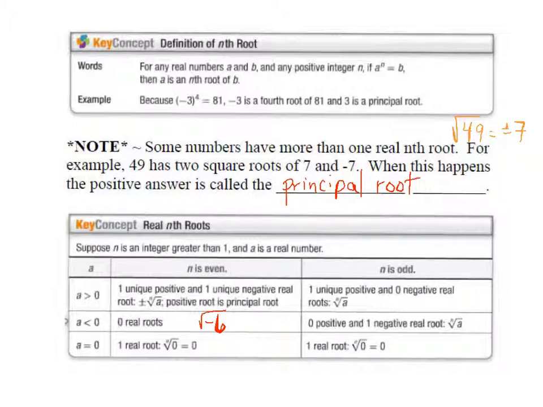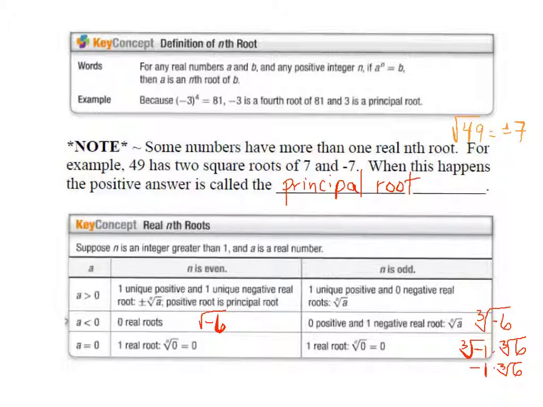Now, if n is odd, say it's the third root of negative 6, then this actually has a real answer. Since you have an odd number, you'd be able to split this up into the third root of negative 1 and the third root of 6, and the third root of negative 1 would just become negative 1 times the third root of 6. The third root of 6 is a decimal, but it can't be simplified any further.